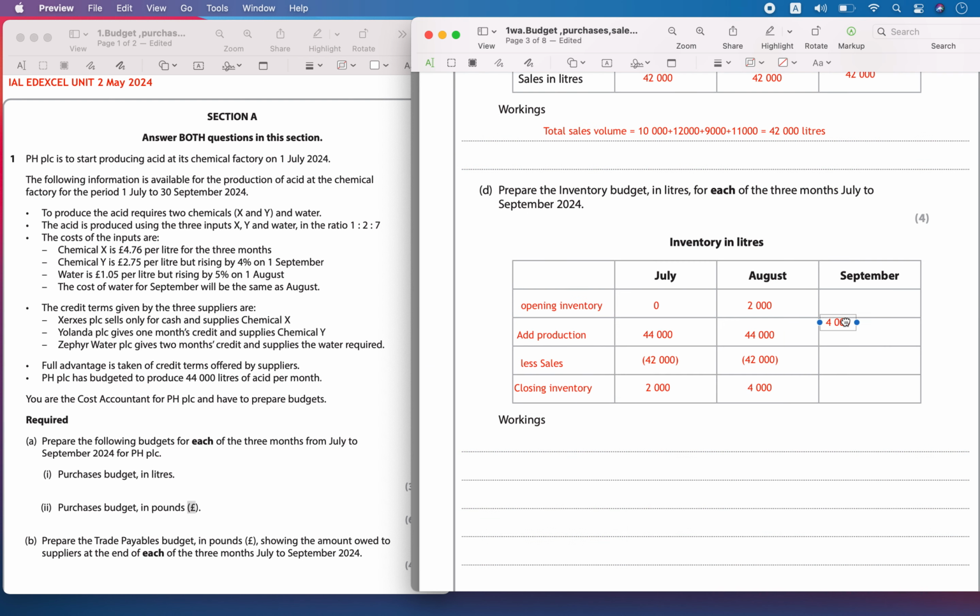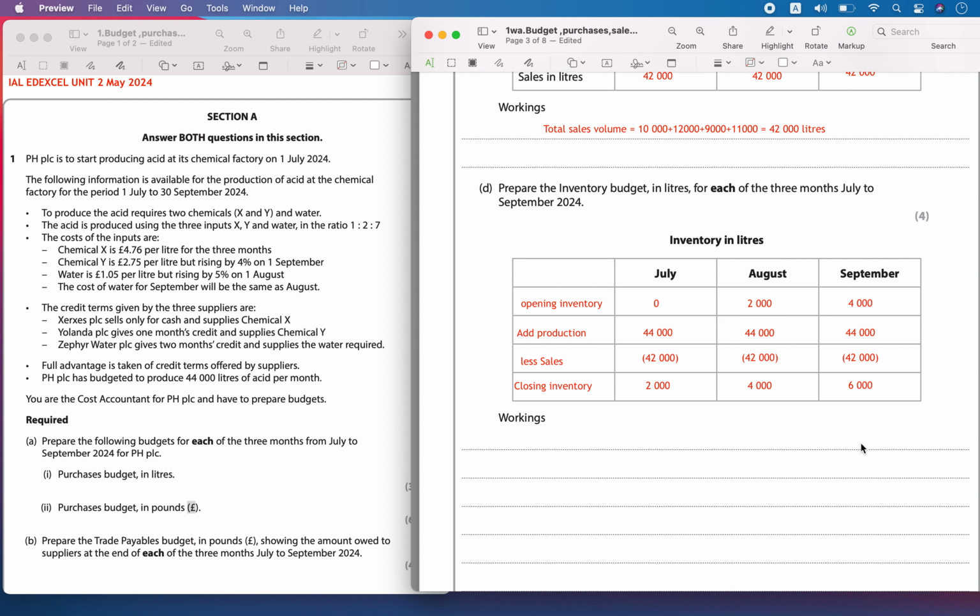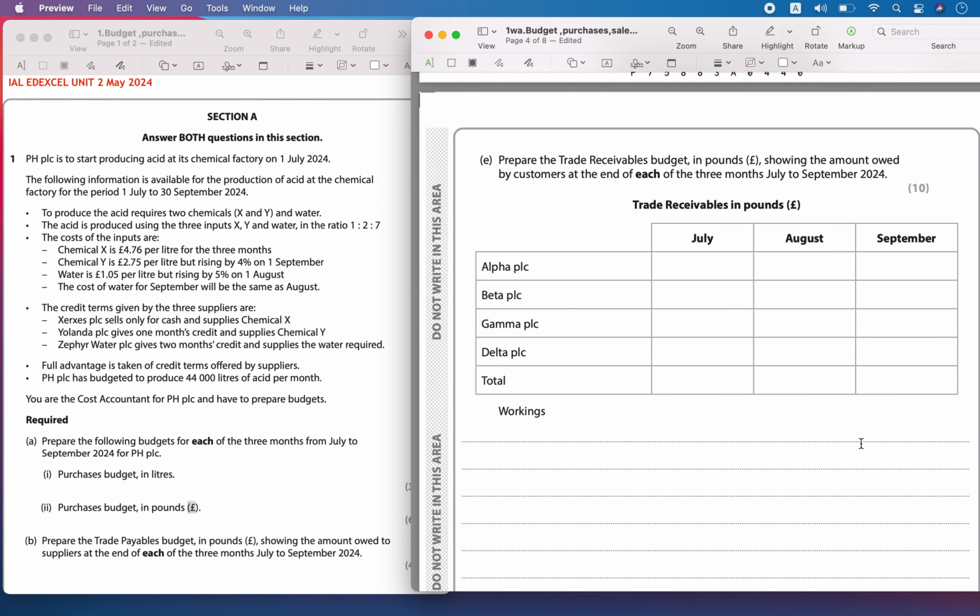Now this is going to be again the opening inventory for the month of September. The production is fixed at 44,000 and the sales amount is also fixed at 42,000. So 48,000 minus 42,000, at the end I will be left with 6,000 liters. This is the inventory budget.